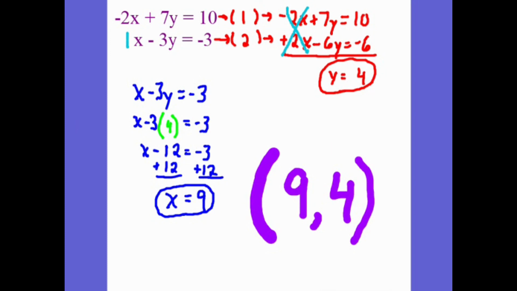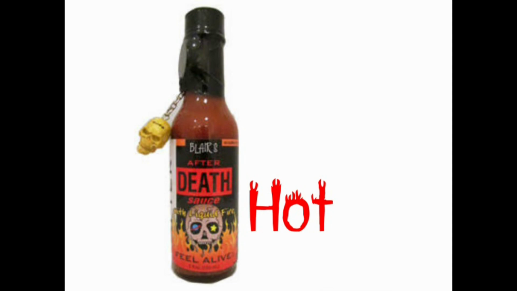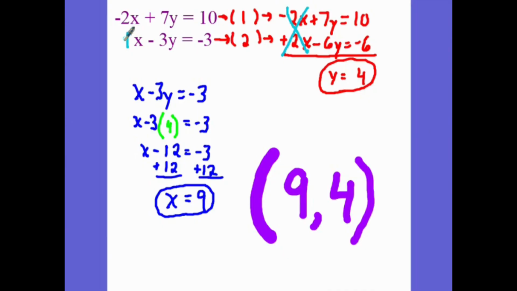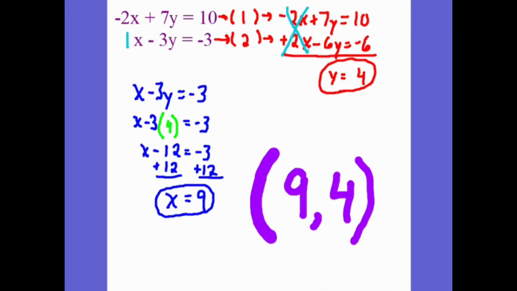There were also some hot spicy ones, which we talked about really are not any different from the medium ones. As long as you are just paying attention, you can always put the top one on bottom, the bottom one on top, and multiply all the terms by those numbers. I also showed you how to check your answers. All you have to do is plug in the x in place of x in both equations and the y in place of y in both equations.